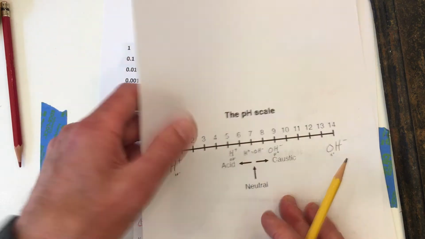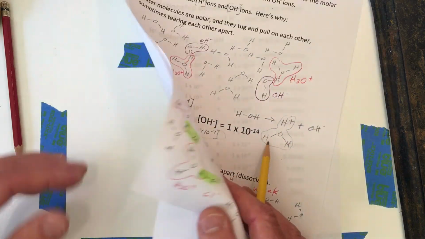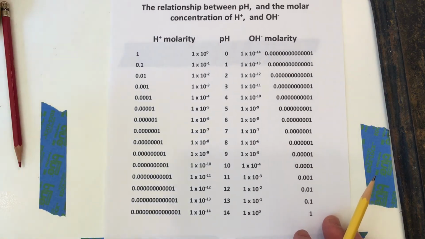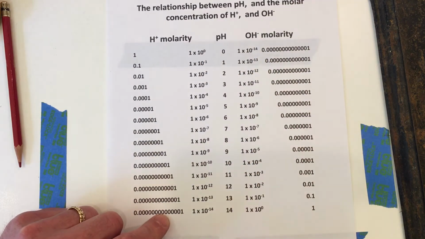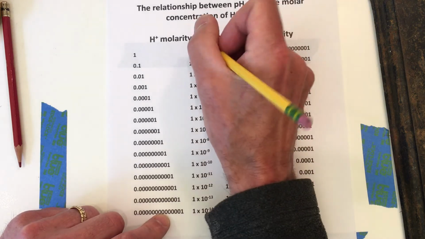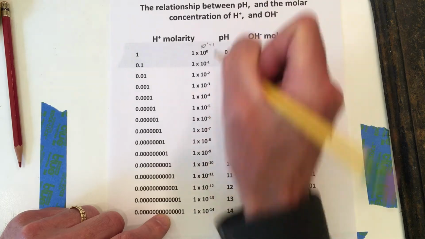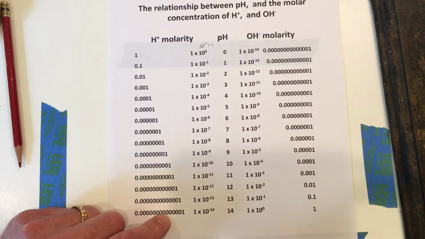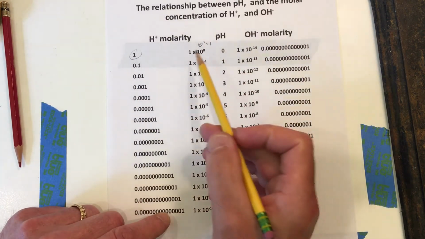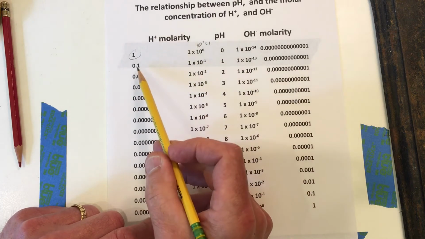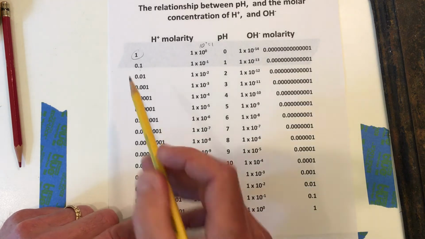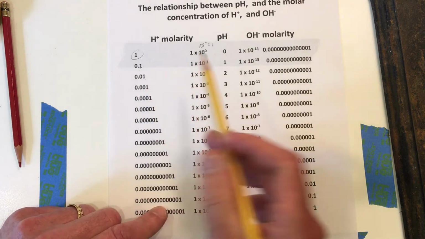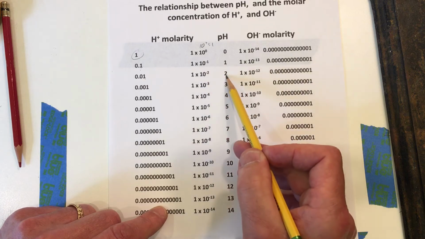Well, that's what this page is showing right here. It's showing the concentrations. So 1 times 10 to the 0. Keep in mind 10 to the 0 is equal to 1. So really that's just 1 times 1, or 1. 1 times 10 to the negative 1 molar concentration of H plus, or 0.1, is a pH of 1. And a 0.01 molar concentration, which is 1 times 10 to the negative 2, is a pH of 2, and so on.